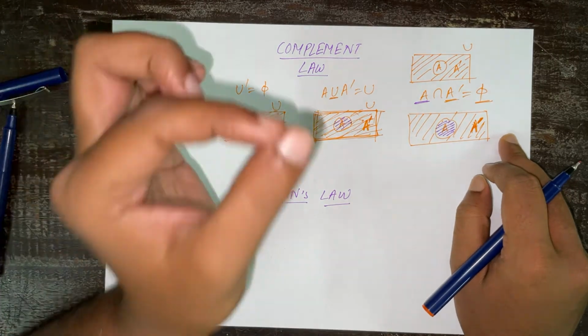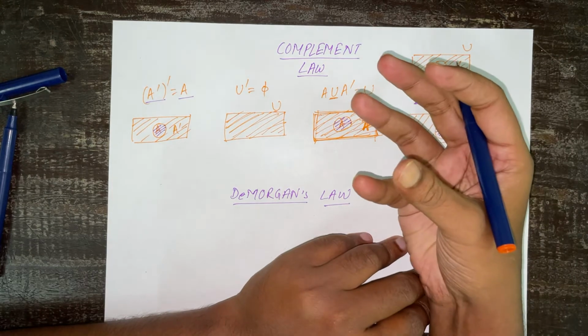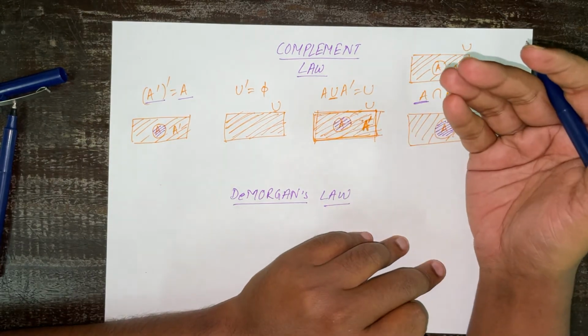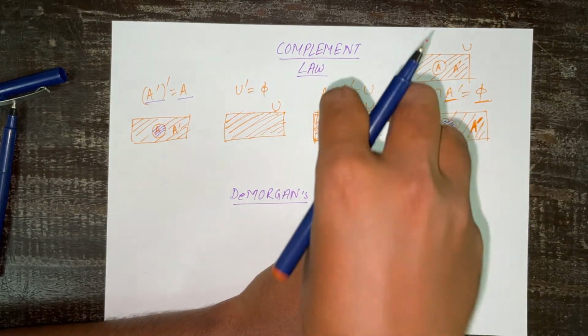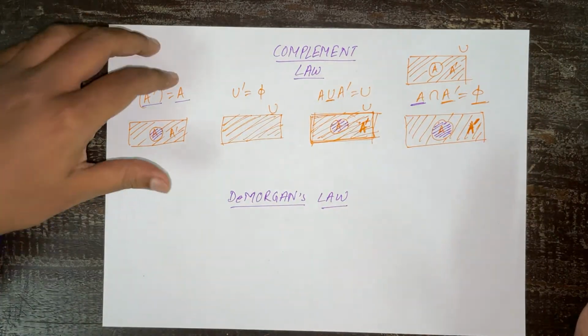In simple terms, what is complement? If you take a particular set and you want to find the complement of that set, it means that you don't include that particular set, and everything else other than that set is the complement of that set.